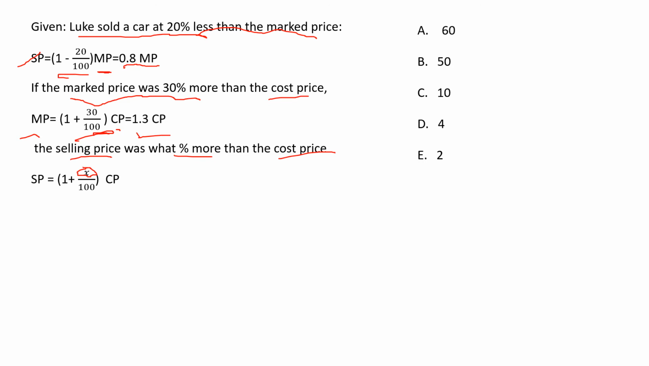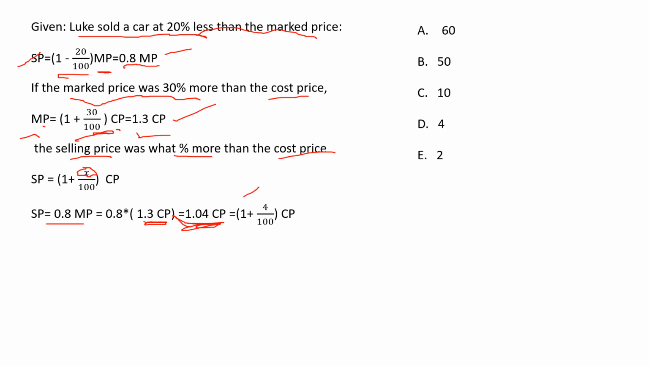Okay, from the first equation you have selling price is 0.8 times marked price, and from the second equation you have marked price is 1.3 times cost price, right? Substituting the second equation into the first, you get selling price to be 0.8 into 1.3, that's 1.04 times cost price.